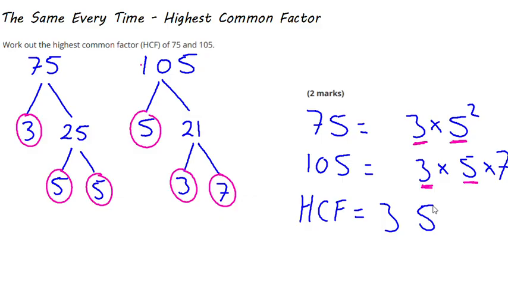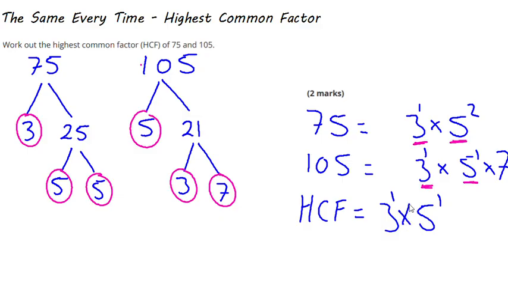Now I need to look at the powers. In the 75, I've got 3, which is just 3 to the power 1. And in the 105, I've got 3 to the power 1. So the smallest power of 3 is 3 to the power 1. In my 75, I've got 5 to the power 2. In my 105, I've got 5 to the power 1, just a 5. So the smallest power of 5 is 5 to the power 1.